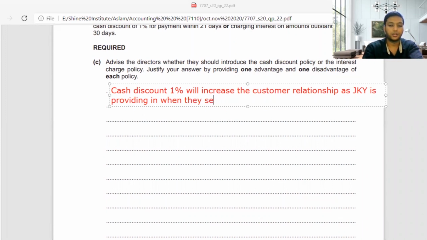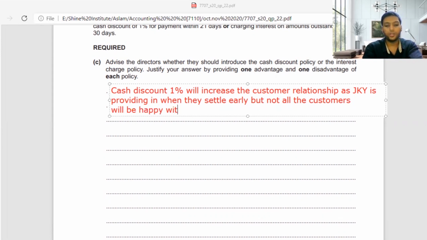Settle early. But you can say, but not all the customers will be happy. Customers will be happy with 1% of discount. It's not enough actually, because it's a very lower amount of discount they have given, as it is a very low percentage. Maybe 5% or something they could have given, they could have collected it very easily.